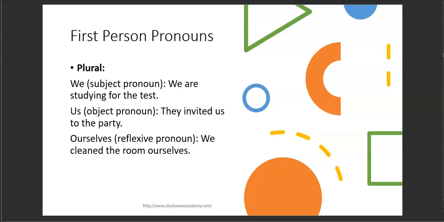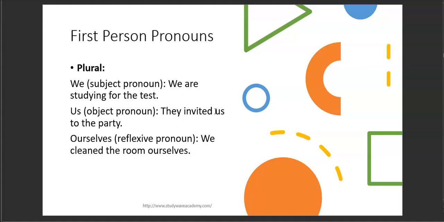Then we have them in plural. Instead of saying I am cooking, when a lot of people are cooking, we'll say we are cooking, or we are studying for the test, okay? Again, it's the speaker speaking, but in plural. So we becomes the subject here. They invited us to the party. Us is a first person pronoun, but in plural. It's talking about us, but in plural, okay?